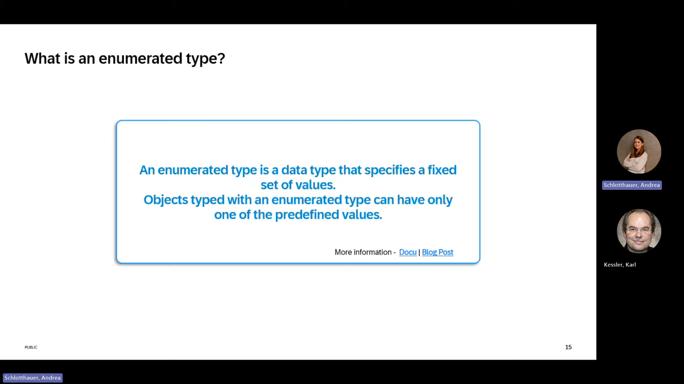An enumerated type defines a fixed set of predefined values, and a data object defined with reference to an enumerated type can only have one of these fixed values. So an enumerated type contributes to type safety and data consistency, and allows syntax checks at compile time.